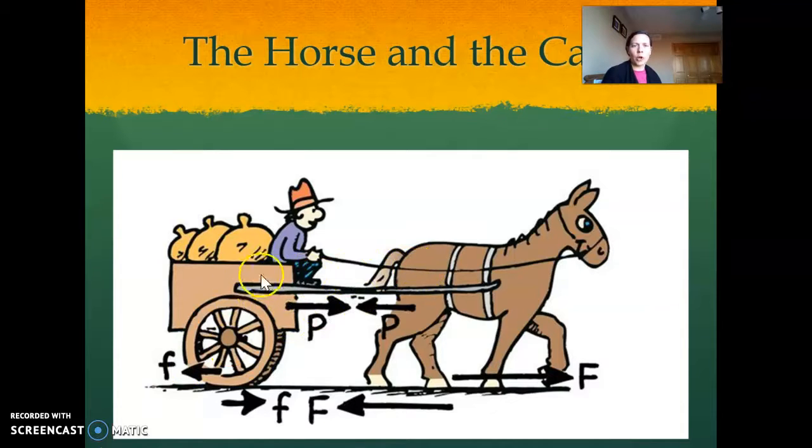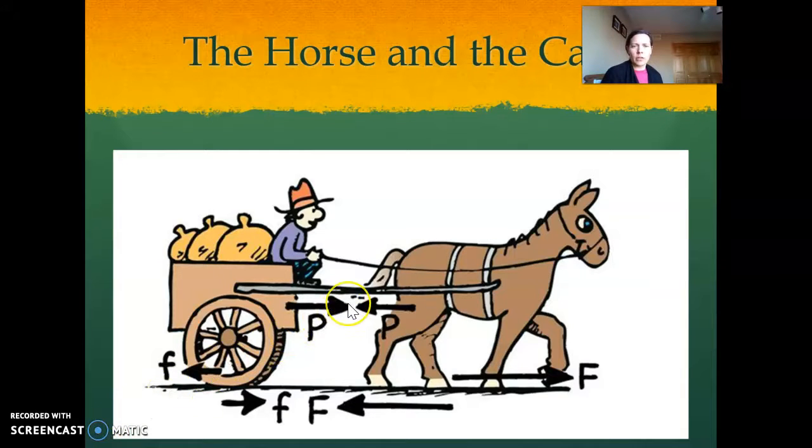All right, so here's the question. The horse pulls the cart, and then we just learned from Newton's third law, if the horse pulls the cart, this P is the horse pulling the cart forward, then the cart pulls the horse backward. This P is the cart pulling the horse backward. So if the horse pulls the cart and the cart pulls the horse, and these forces are equal and opposite, the question is, how can this cart move forward? How can this horse-cart system move forward if these forces are equal and opposite? That's the question.